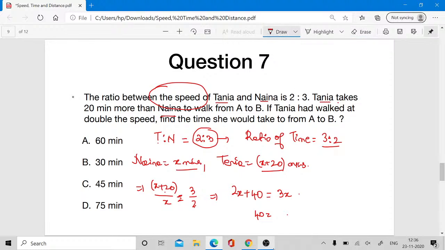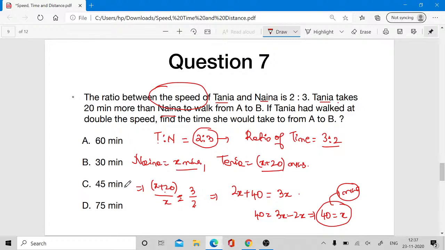Okay, 40 is equal to 3x minus 2x. So this will be 40 is equal to x, which is nothing but 40 minutes. X is equal to 40 minutes. So where am I having the answer here? I'm not having x is equal to 45. I'm not having x is equal to 40.